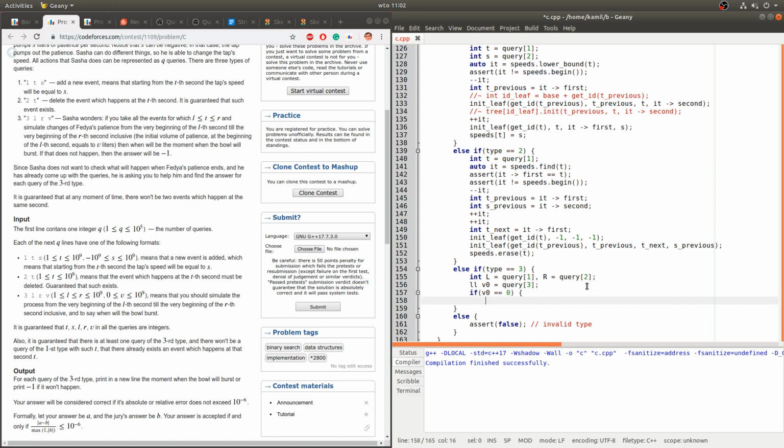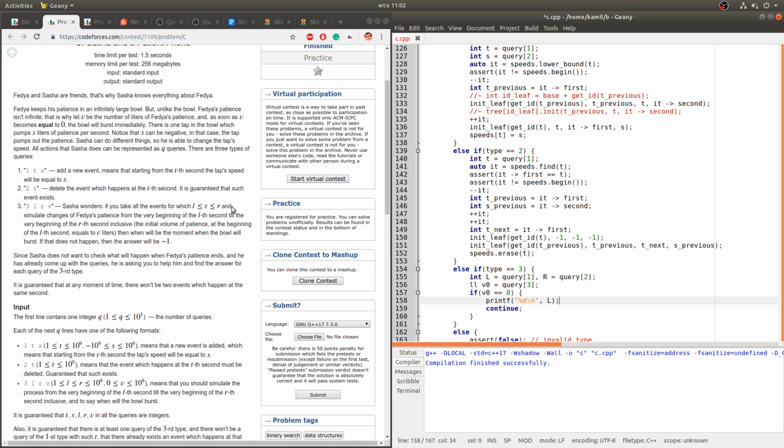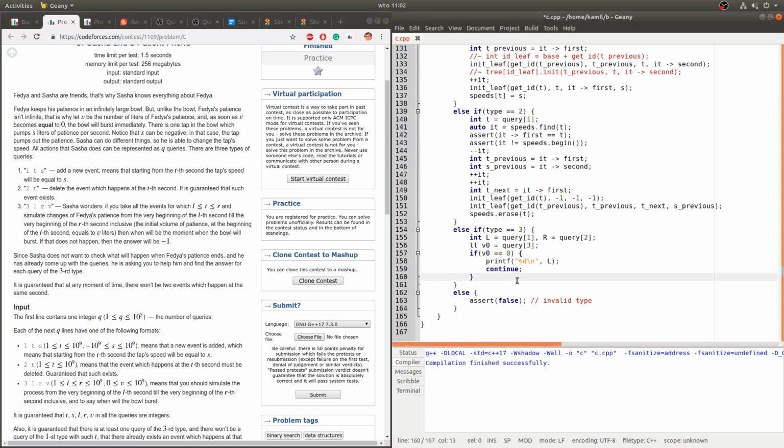Okay. Now if v0 is 0 immediately, then we just print L, because the volume is 0 initially, and we continue. I wasn't sure about this, and I actually asked a question during a contest, and they answered that yes, then this moment is when the bowl becomes empty. Well, it doesn't become empty, so this was a bit strange in the statement. So it should become equal to 0, but initially it is 0 already. I wasn't sure about that. Now otherwise, we are looking for the first moment that this happens.